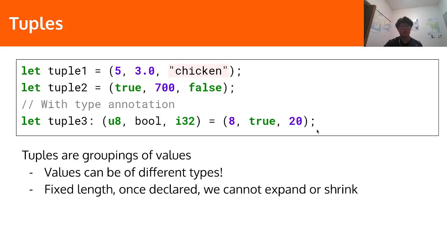So whether or not to do type annotations, the rule of thumb is that if the compiler can figure out the type just from our declaration here, we don't actually have to do the type annotation. The type annotation is important when it's ambiguous. For example, for this 8, instead of it defaulting to i32, I want it to be a u8, an unsigned 8-bit integer. So in this case, we have to declare the type when it's not the default, or when it's not clear that the compiler is able to guess the type from the declaration. The last thing is that tuples are of fixed length, and once they're declared, they cannot be expanded or shrunk.